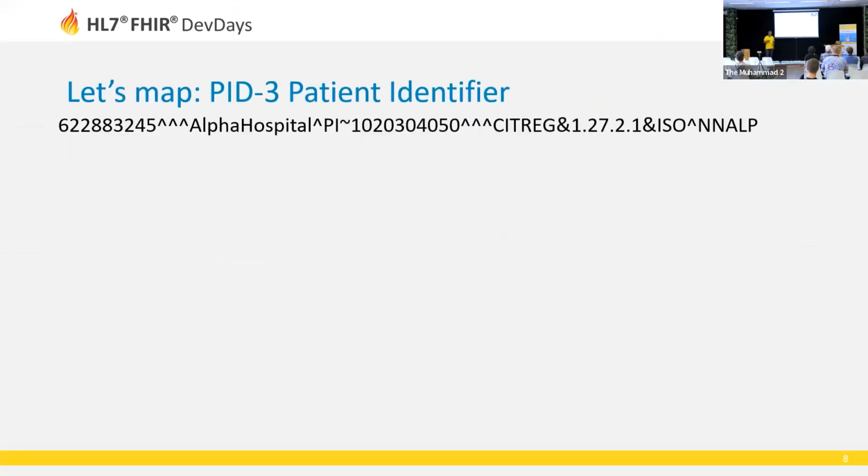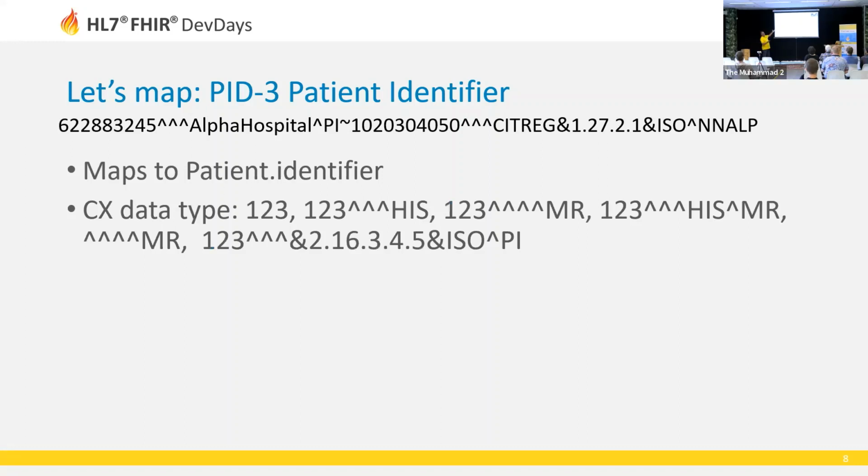Now, just to get you thinking, kind of a little exercise, right? I'm not going to ask you to answer, but just let this go through your mind. How would you solve this? Let's map PID, the patient identifier. You see an example here. Okay, so how would you do that? Well, obviously it maps to patient.identifier. That's not really that much of a problem.